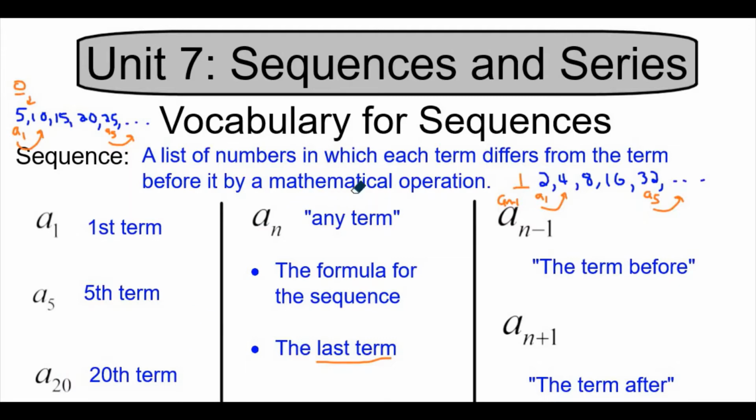So AN is any term. It also means the formula for the sequence. It could also mean the last term. And commonly, the formula is sometimes called the rule. So AN minus 1 is used. We now understand from doing arithmetic that this is for recursive. It means the term before, and occasionally you'll see AN plus 1, which would be the term after. And you could have like AN plus 3, which would be 3 terms later, but typically you just see these two in formulas.